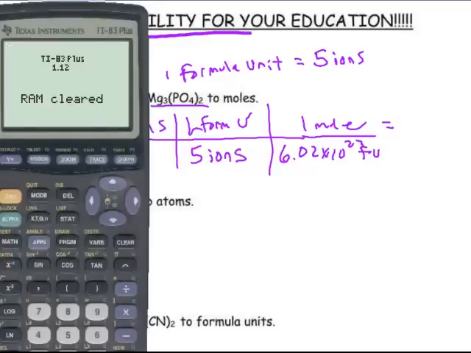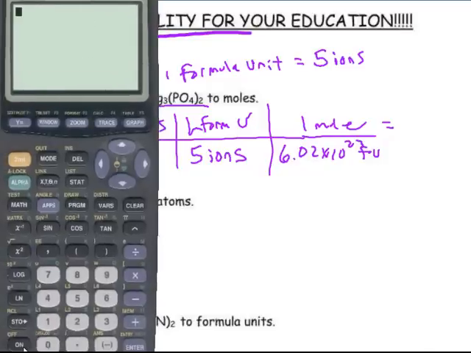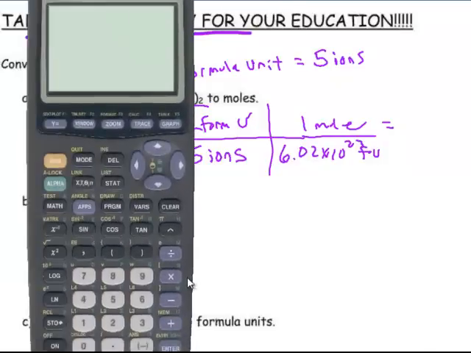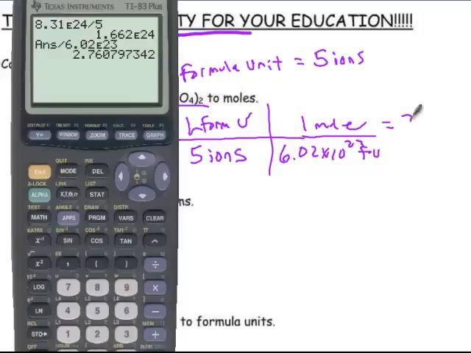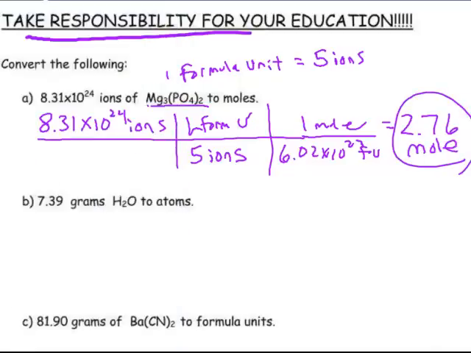I also said if you have 10 to the 40 something, that is not right. You're not putting your calculator in right. So 8.31 times 10 to the 24th divided by 5 divided by 6.02 times 10 to the 23rd. So I get 2.76 moles of magnesium phosphate. Okay, so I didn't even need grams there. If I asked for grams, then the last step would have been convert moles to grams using the molar mass, but I didn't ask for that.